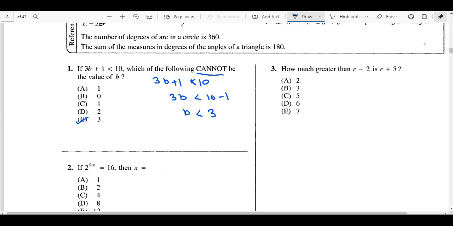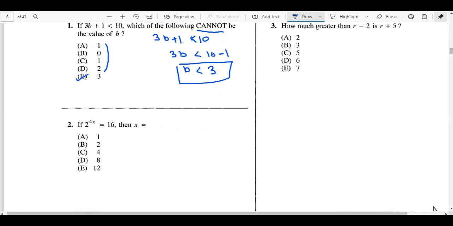Be very careful. Make sure that you know if you have to find "cannot" or "except." These words are very important. Every other value can be b because all of them other than the E option are less than 3, but E is 3, and this is telling us that b should be less than 3, right? Is it clear? Yes, ma'am. Okay.